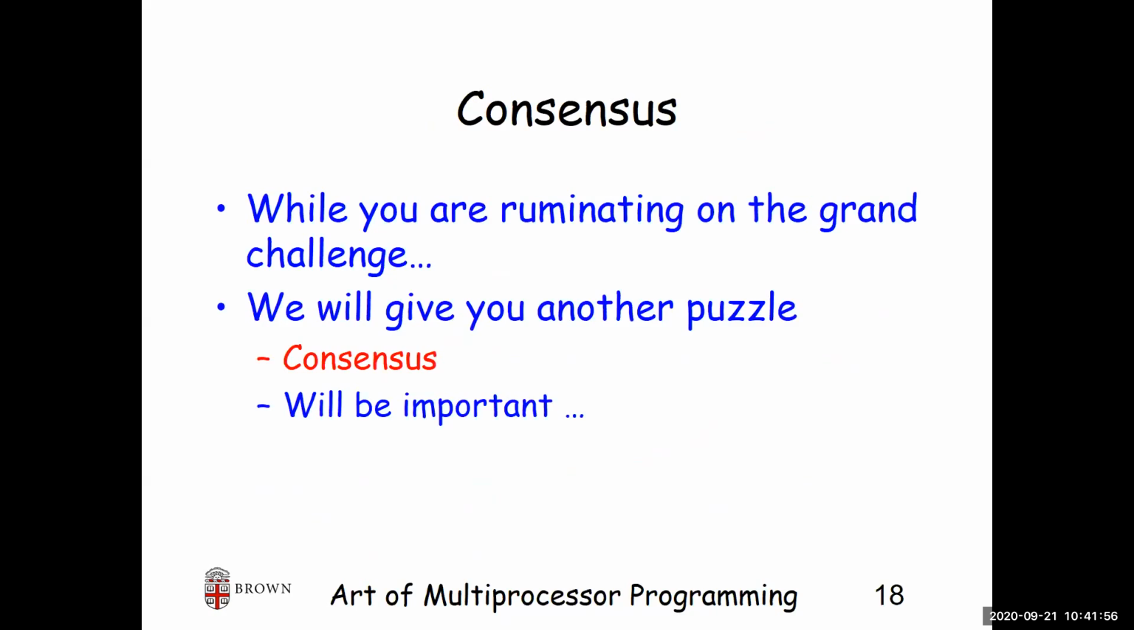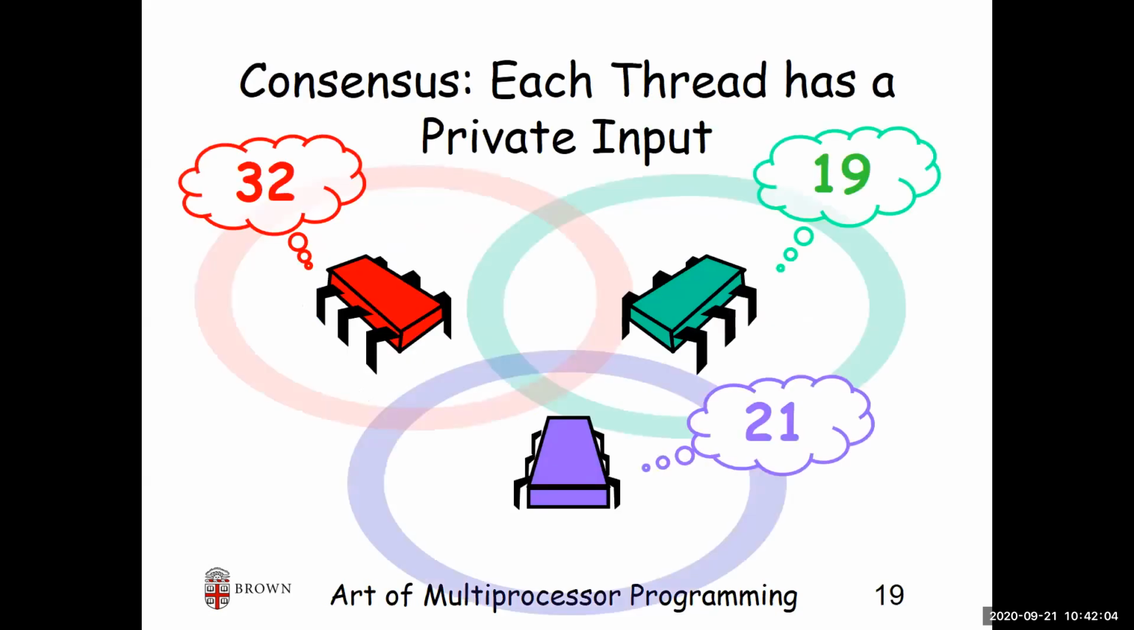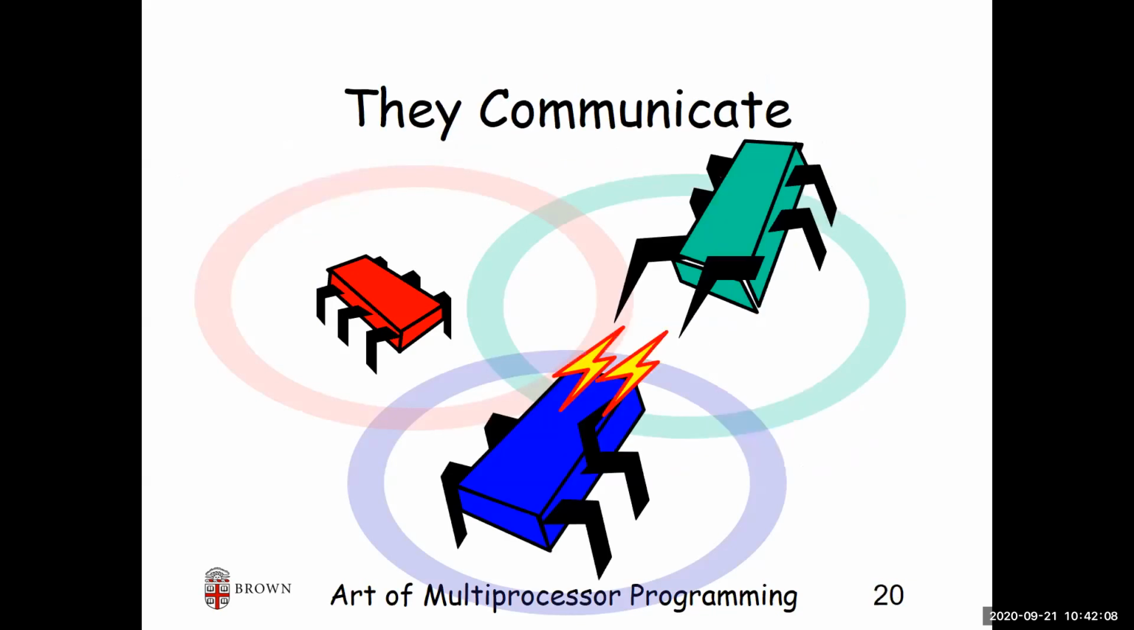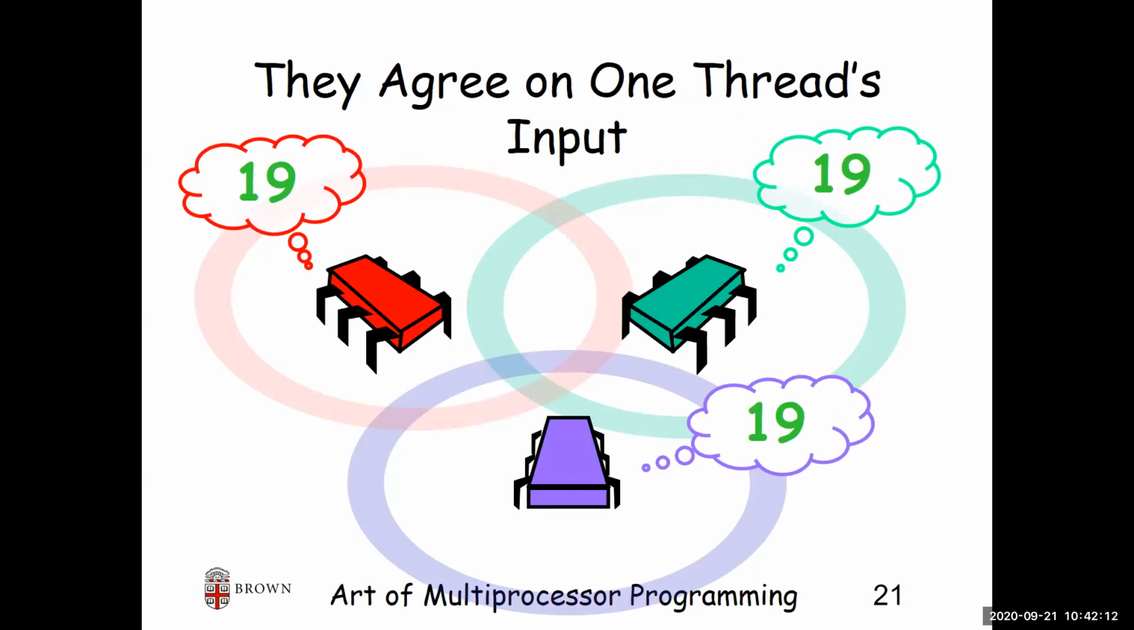So while you're thinking about that grand challenge, we will give you another puzzle to think about called consensus, and this will be important. So consensus works like this. Each thread has a private input. They communicate, and then they agree on one thread's input.